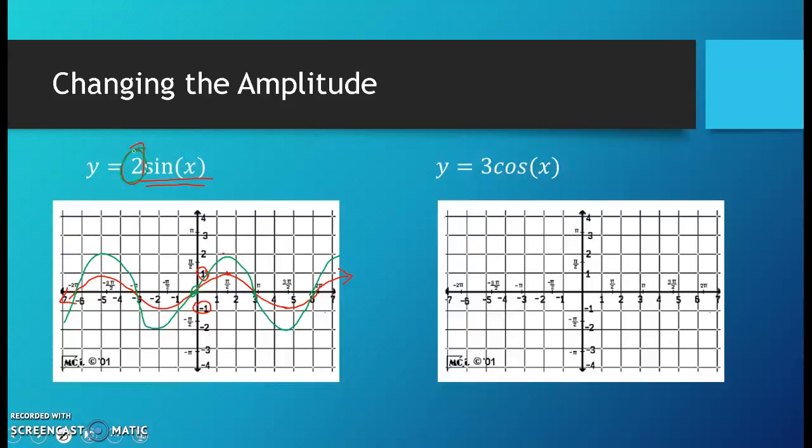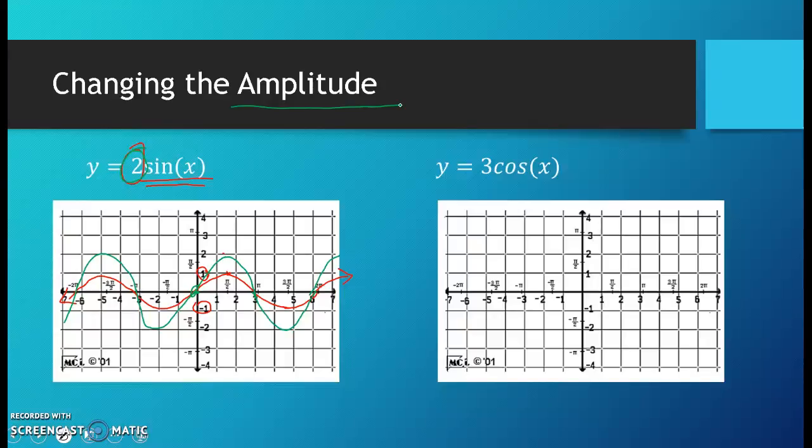A lot of times your voice, that's a sound wave. And so the amplitude is how loud you're speaking. And so if you increase your volume and start yelling, you're increasing your amplitude, and it's just becoming louder.